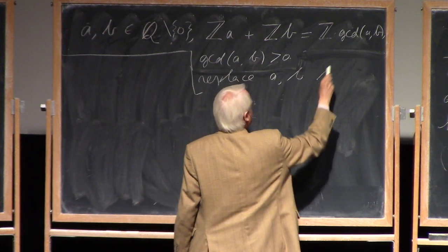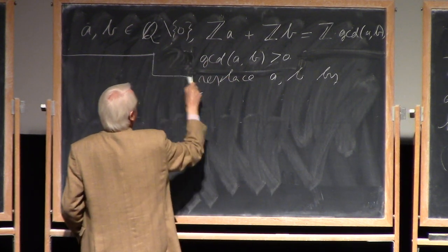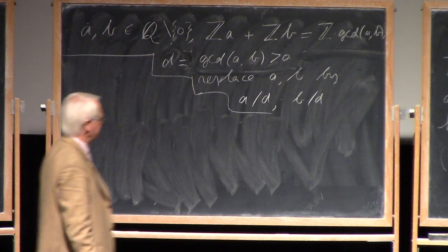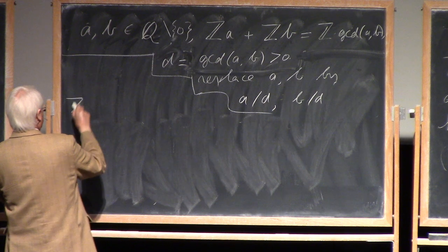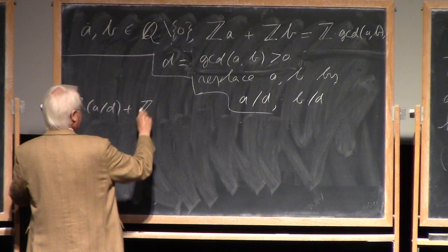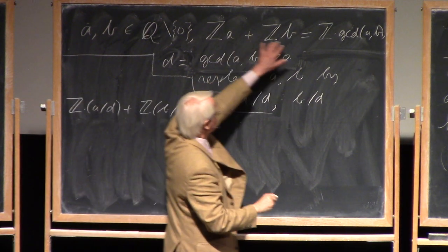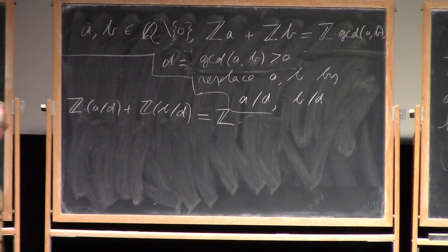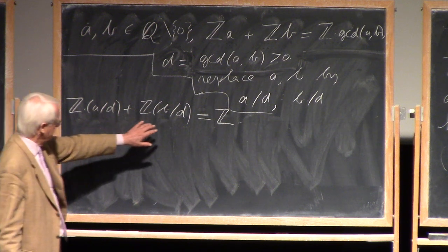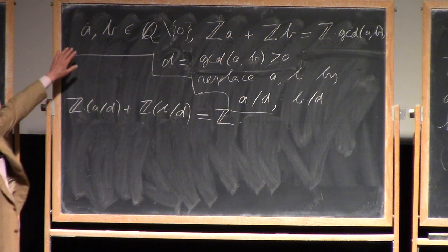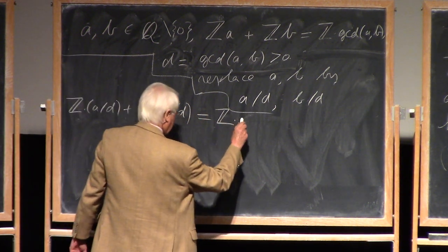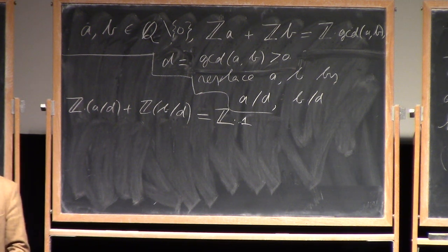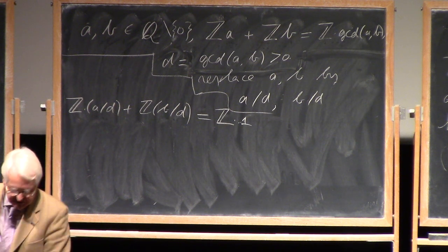A and B by, if I call this GCD D, then I replace them by A over D and B over D, and those will be integers, even if A and B are just rational, and these integers have the property that the group that they generate is this group divided by D, and if I divide ZD by D, I get Z. So you see from this that first of all, A over D and B over D are integers, even if A and B are just rational, and they are coprime in the sense that the GCD is 1. And this is the state of affairs that we like to generalize to number fields.